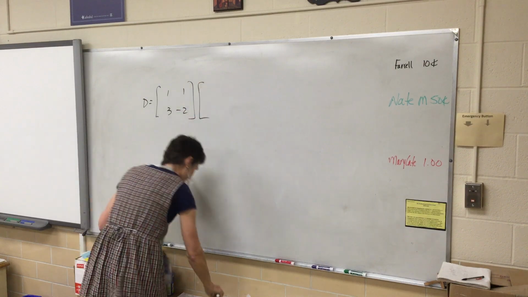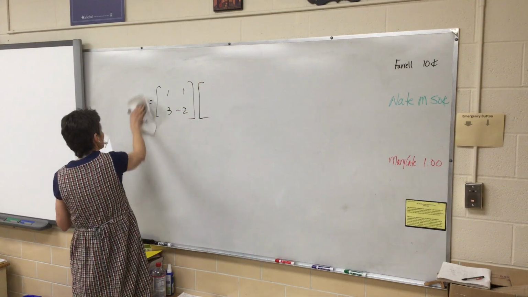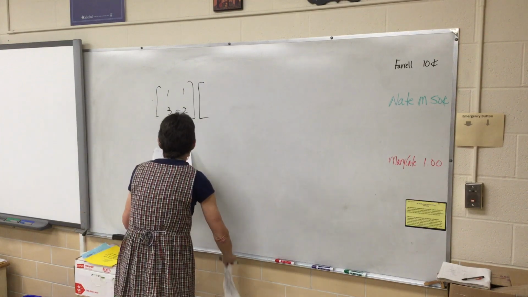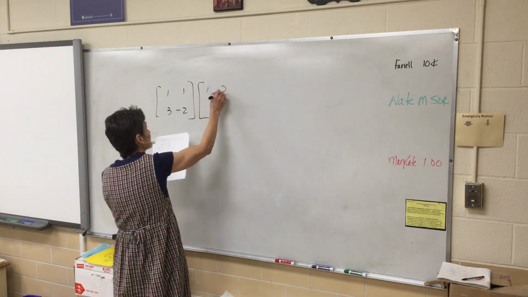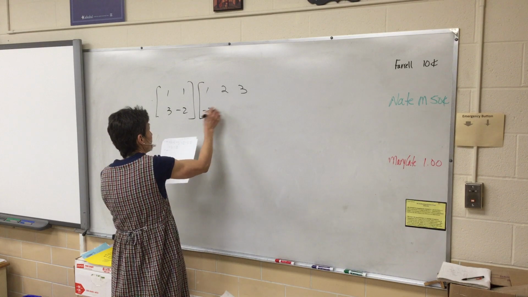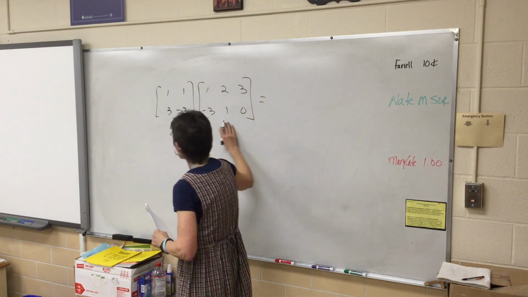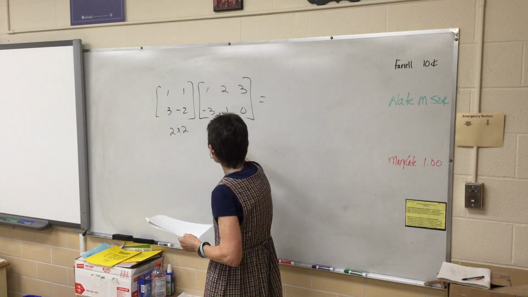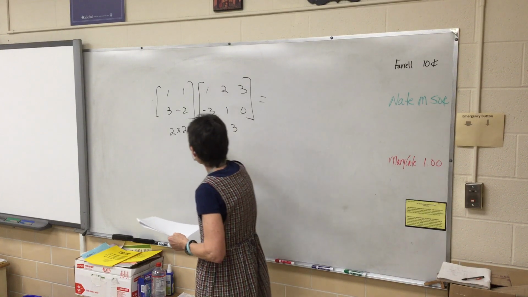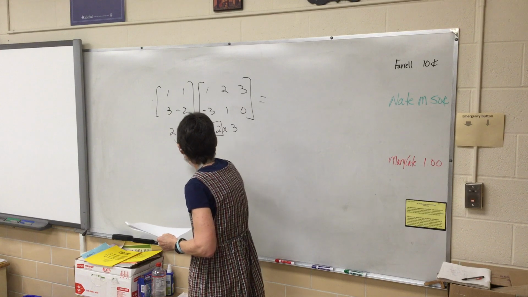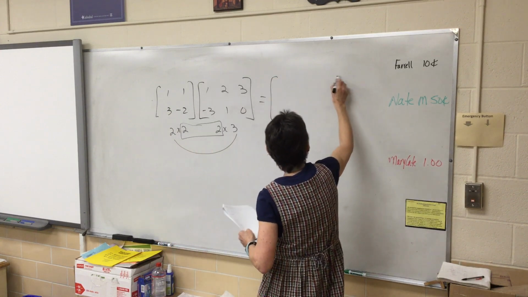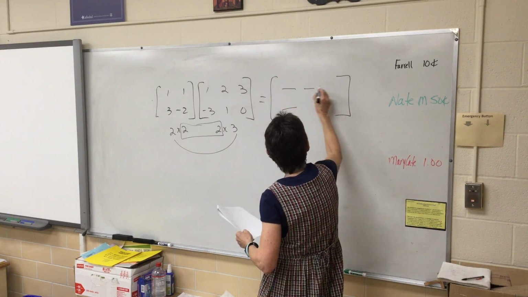And what are the dimensions of G? G is 1, 2, 3, negative 3, 1, 0. All right, so this is a 2 by 2. What's this one? 2 by 3. A 2 by 3. Are they multipliable? Yeah, they are. And your answer will be another 2 by 3.